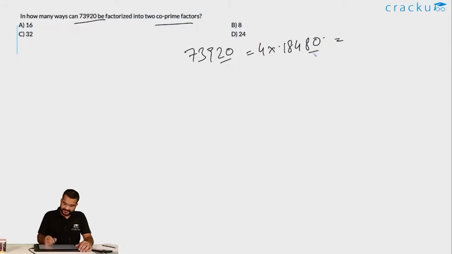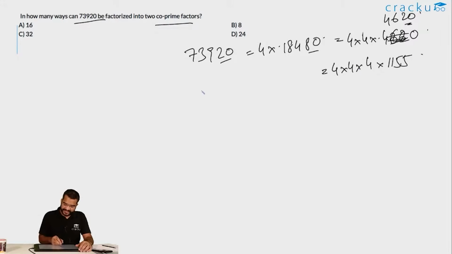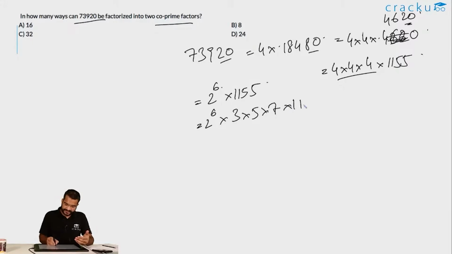Again 18480 is a multiple of 4, so this is equal to 4 into 4 into 4620. Again 4620 is a multiple of 4. If you divide 4620 by 4, you are going to get 1155. So 73920 is equal to 2 to the power 6, which is 4 into 4 into 4 into 1155. You can calculate the prime factors of 1155. They will equal 2 to the power 6 into 3 into 5 into 7 into 11. This is the prime factorization of 73920.